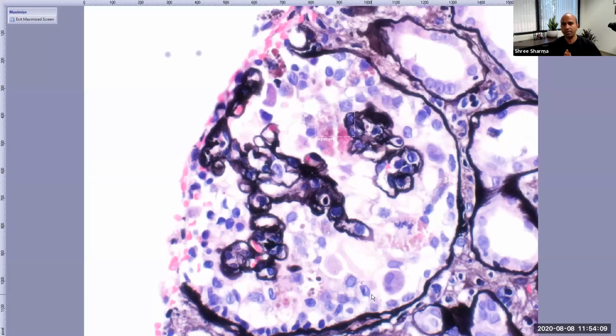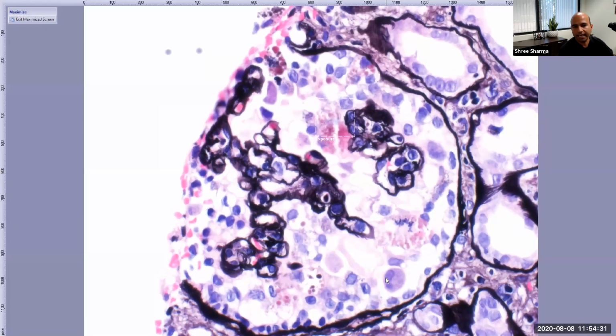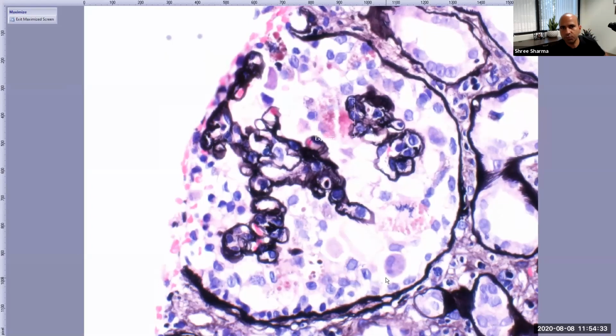One of the most common confusions when the fellows start is how to differentiate this from a crescent. In a crescent, it is going to disrupt the GBM also. In this one, this stuff is appearing separate because of the sectioning, but I don't see GBM rupture and I don't see fibrinoid necrosis. Even the Bowman's capsule is intact, completely circling here. It's not damaged. If this was a crescent, I would have seen fibrinoid necrosis, GBM rupture, or Bowman's capsule rupture.